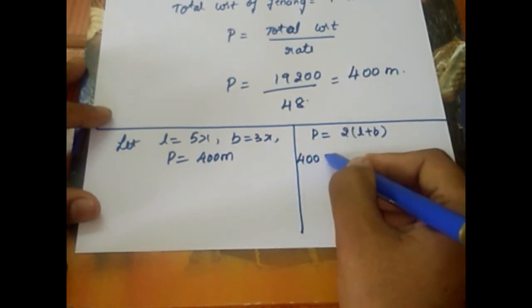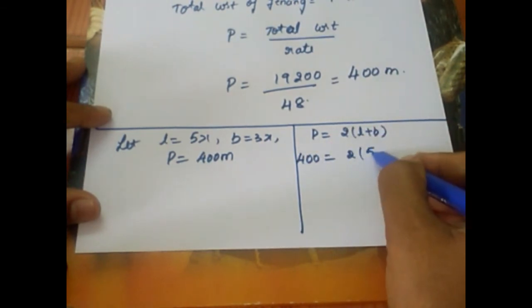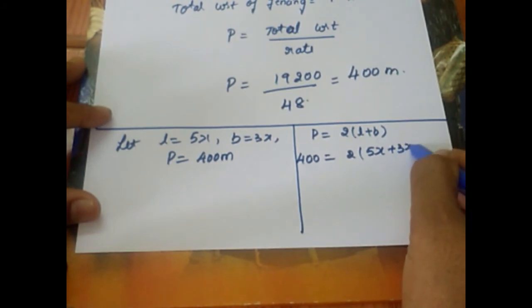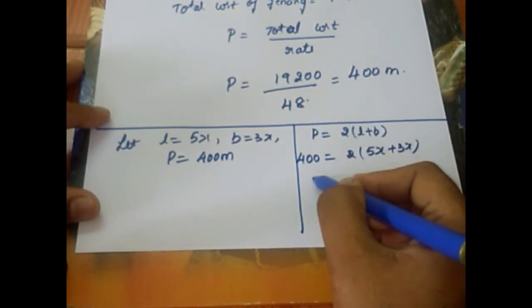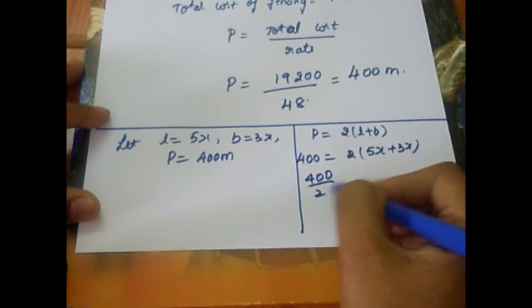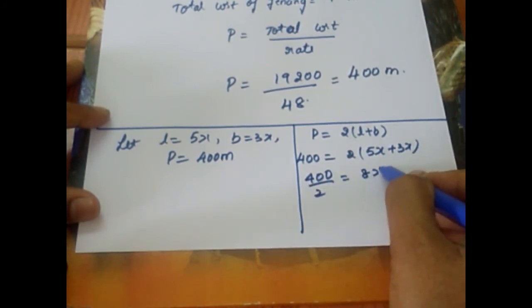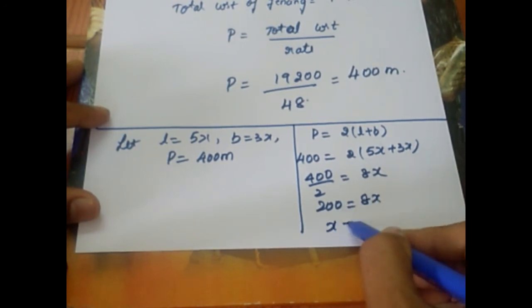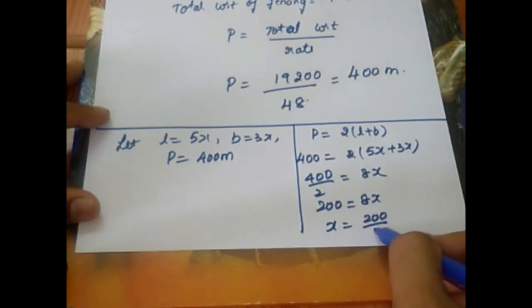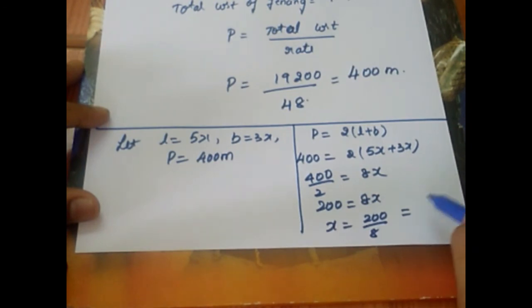Okay. 400 is equal to 2 into 5x plus 3x. I'll apply the first method. I'll bring this to this side. 400 by 2 is equal to 8x. So 200 is equal to 8x. X is equal to 200 by 8, that is equal to 25.